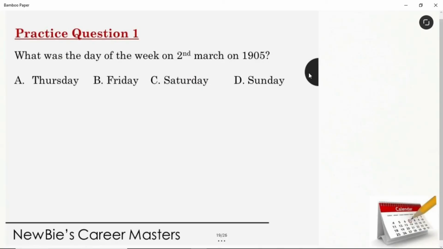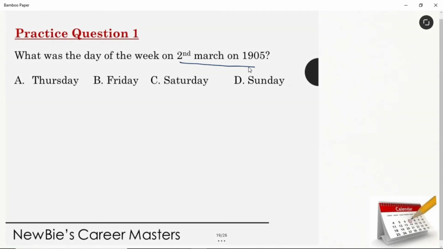Newbies, using this trick, whatever we learn to find the number of odd days for given years, we can solve another very important question from the calendar topic, which is finding the exact day for a given date. Okay, see the question. What was the day of the week on 2nd March 1905?